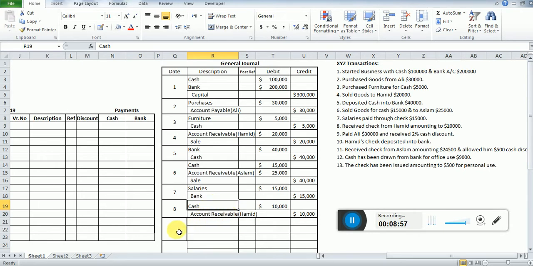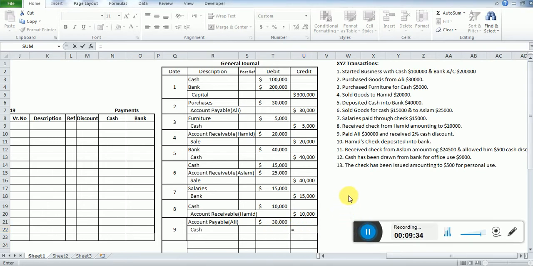Okay, number 9, we have paid Ali $30,000 and received a 2% cash discount. So dear students, it means you are paying Ali how much? 30,000. So accounts payable, which is Ali, we have to pay completely, $30,000 should be reduced. Okay, but now we are not paying $30,000 in cash, because we are receiving a 2% cash discount. So it means you have to deduct the discount from this $30,000.